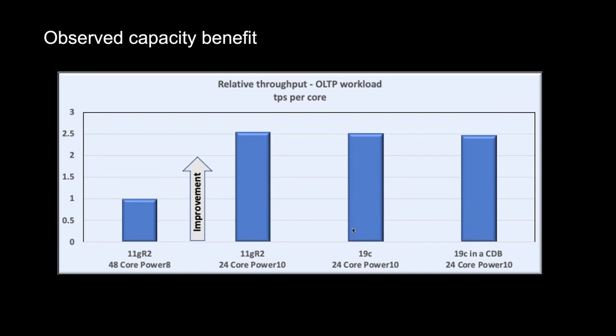So I think we saw pretty good consistency moving from the Power 8 to the Power 10. We saw a very strong benefit in throughput. Moving to 19C, we did not see any disruptions that were significant. And moving to a container database, we saw a slight bit of overhead, but still nothing that would be an overwhelming concern for us.